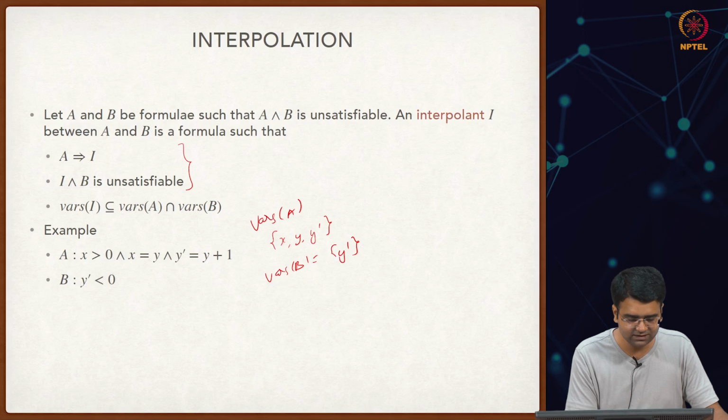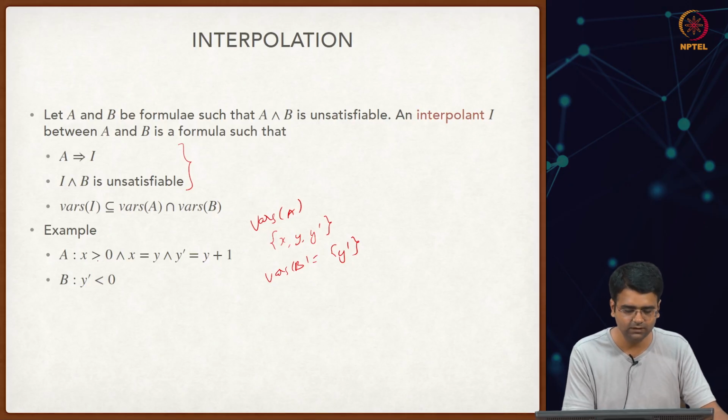So, if you stare at these two formulas, first of all convince yourselves that A and B is actually unsatisfiable. You can see that if x is greater than 0, and x is the same as y and y prime is y plus 1, what does that say about y prime? Because x is greater than 0 and you are adding something to y, but y is the same as x, therefore y prime must also be greater than 0, and then B is saying y prime is less than 0. So, therefore, A and B is clearly unsatisfiable.